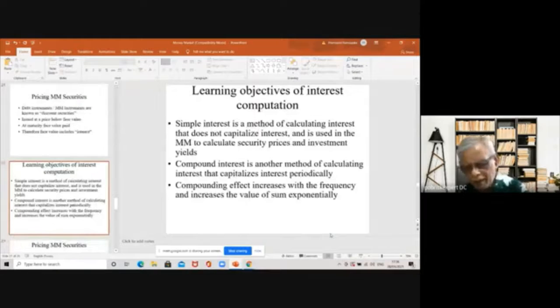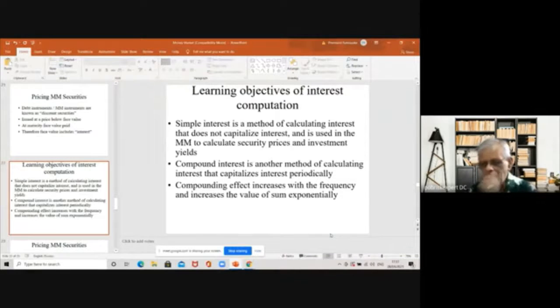Learning objective: interest computation. Simple interest is a method of calculating interest that does not capitalize interest and is used in the money market to calculate security prices and investment yields. We will be using one or two examples in the next few slides. Using the slides and the formulas given, please practice some examples. I'm sure you may be doing these calculations day to day.